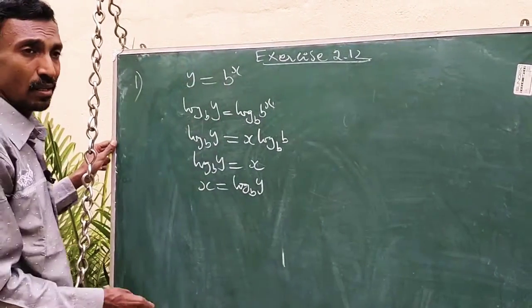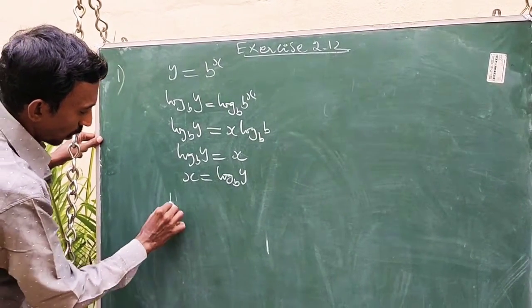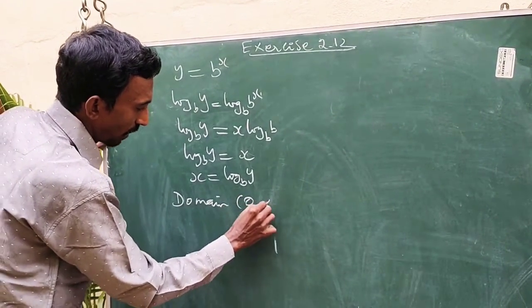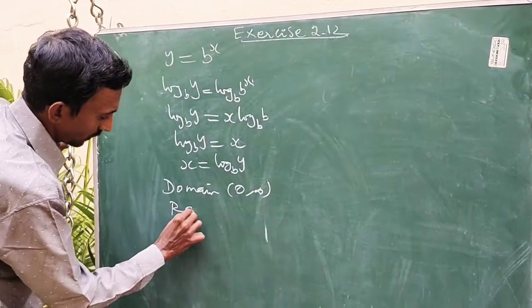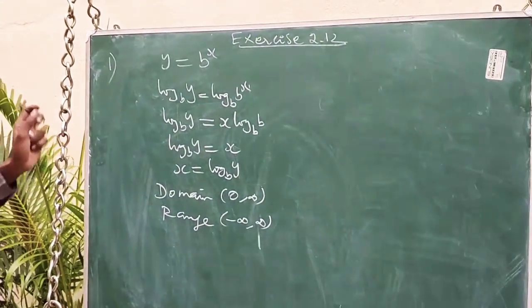Just now I explained with respect to the diagram. The domain is 0 comma infinity, open interval, and the range is minus infinity comma infinity.